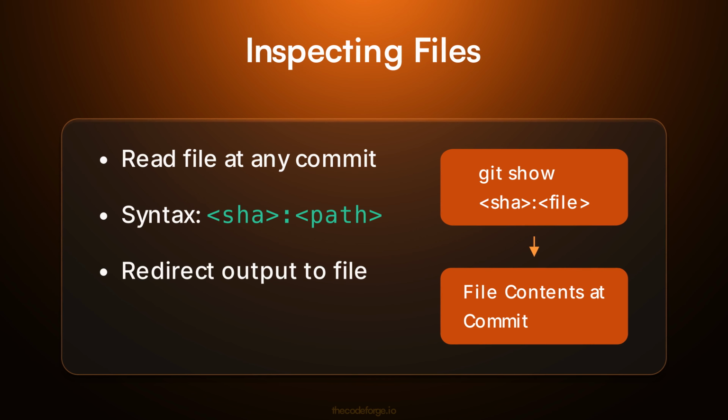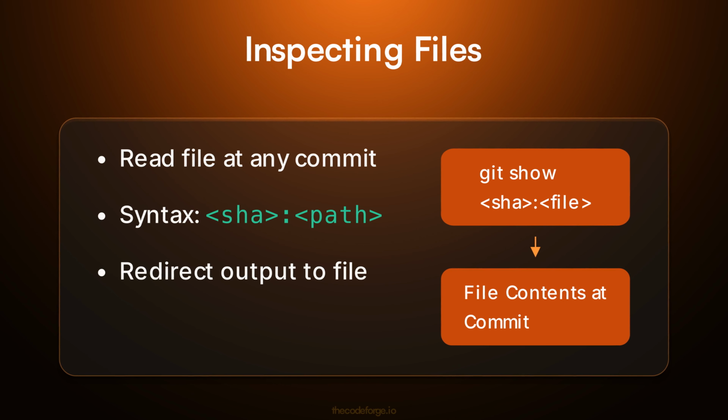You can also use Git Show to read the contents of a file as it existed at a specific commit. The syntax is SHA:path. This is useful for comparing configurations or recovering old versions.